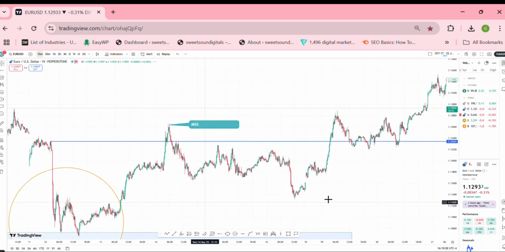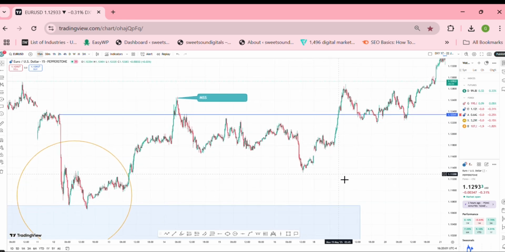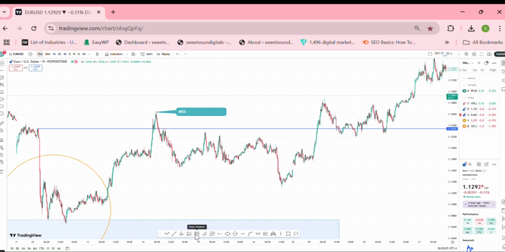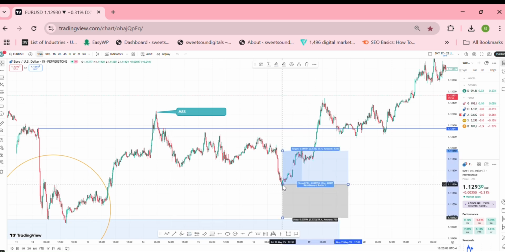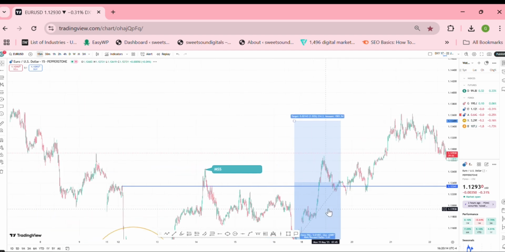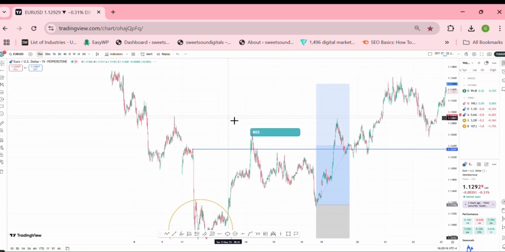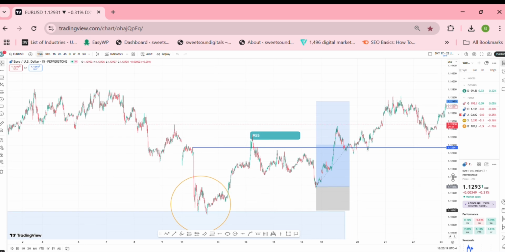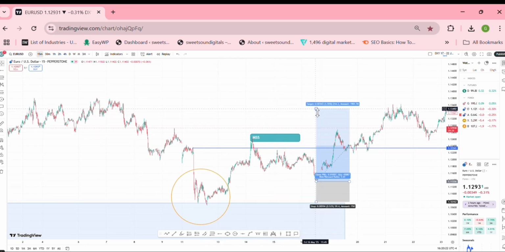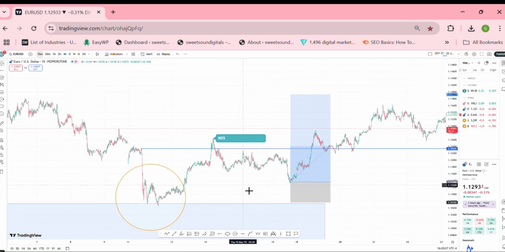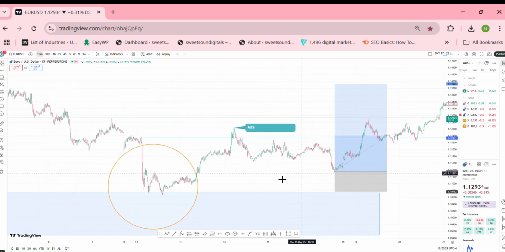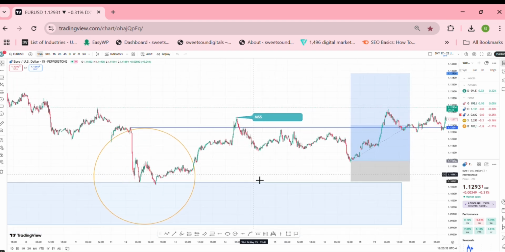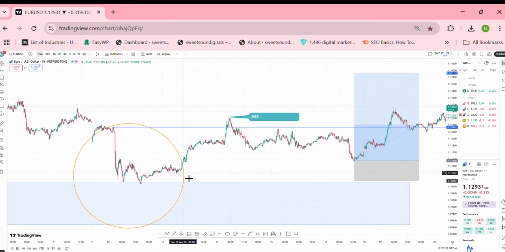Now we have to wait for price to come back to this area, and then we had our entry around here. We cut all this up to this point, targeting the nearest high. We targeted this high. This was the final confirmation we had on this trade. Always wait for confirmation, guys.